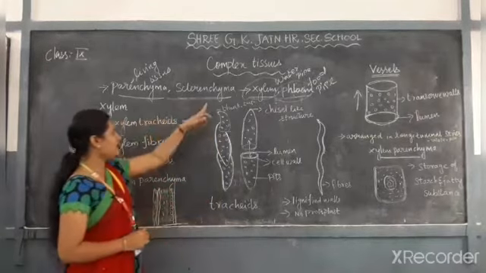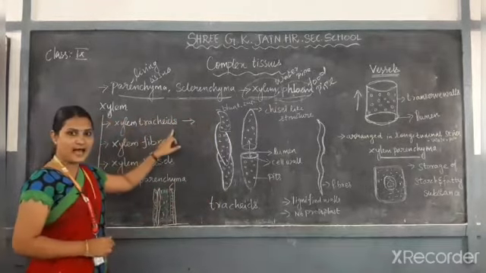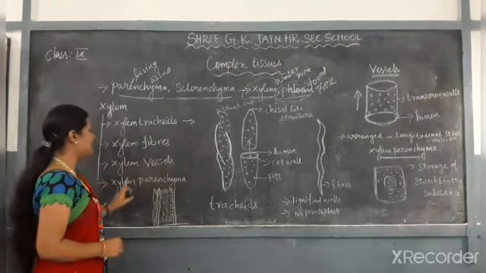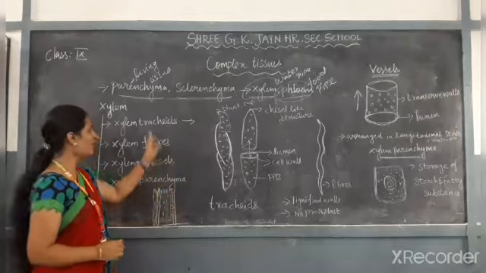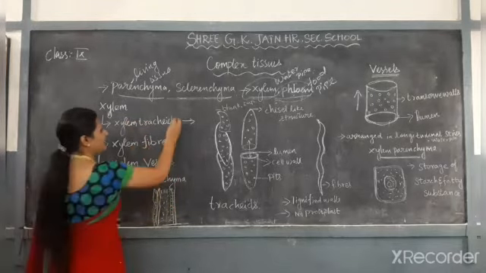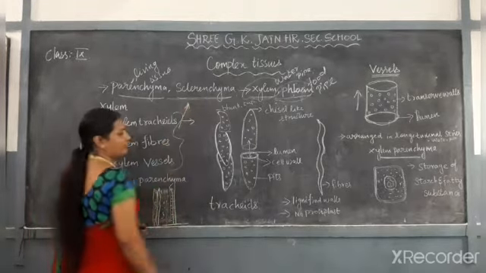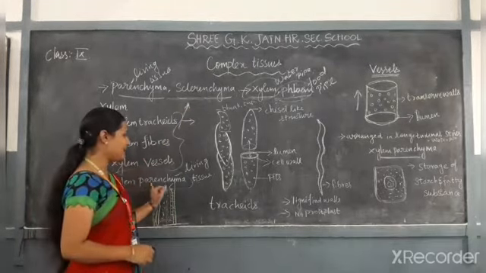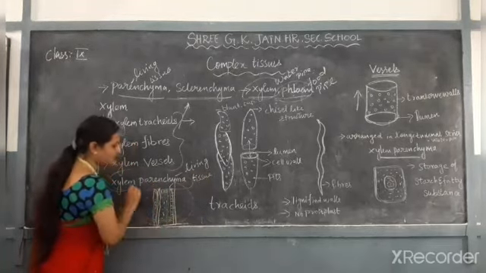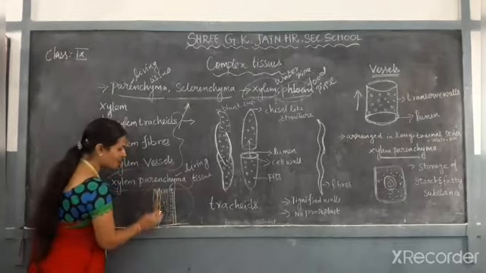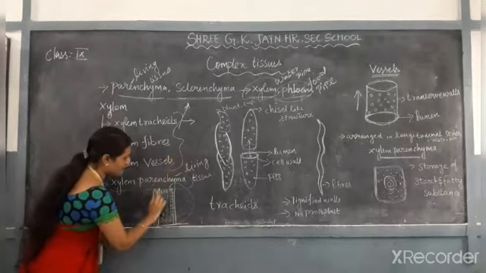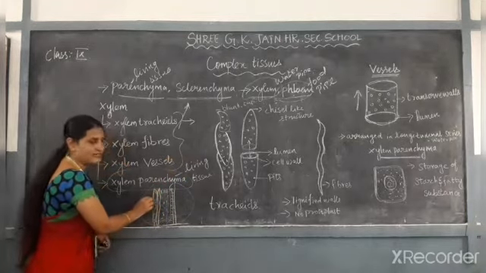Here the xylem consists of xylem tracheids, xylem fibers, xylem vessels and xylem parenchyma. The xylem tracheids, xylem fibers and xylem vessels are made up of sclerenchyma. Of these four, only xylem parenchyma is a living tissue. So this is the collective structure of the xylem pipe. Here we are going to see them one by one in detail. If you take this part alone, this is the tracheid. The first one is the tracheid.